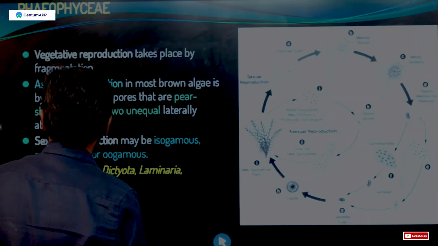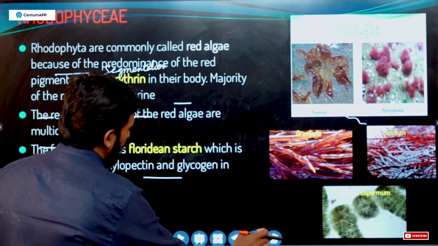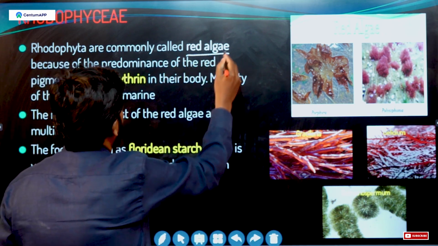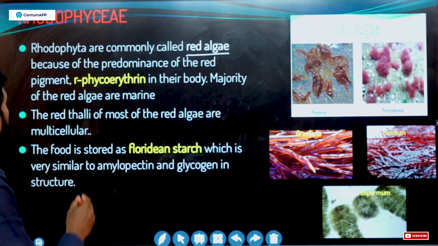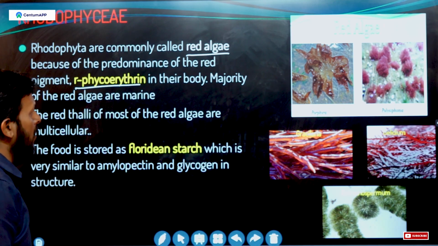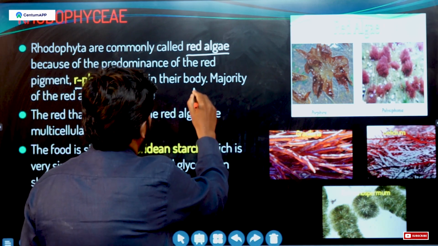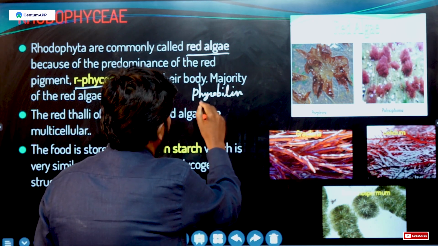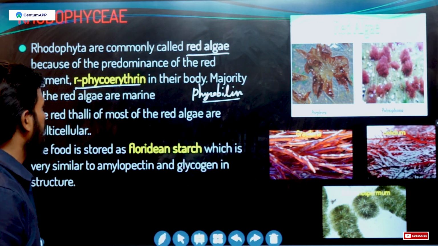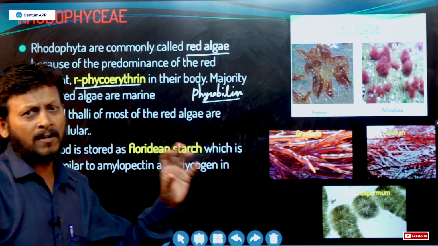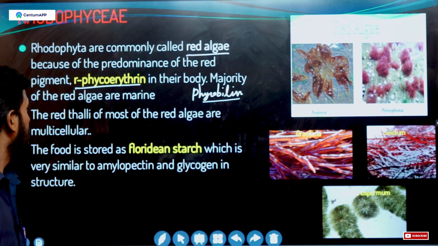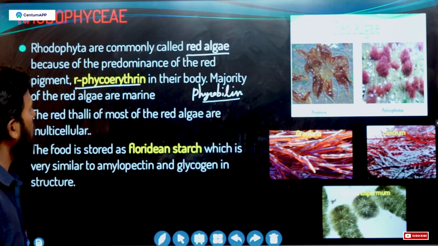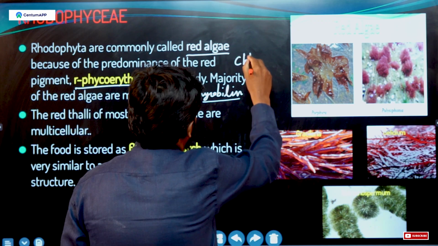Next, in Rhodophyceae, we know that red algae have R-phycoerythrin. What is meant by R? R means phycobilins. Phycobilin-rich content is why the algae are rich in red pigments. We call them R-phycoerythrin pigments, as well as chlorophyll A and chlorophyll D being present.